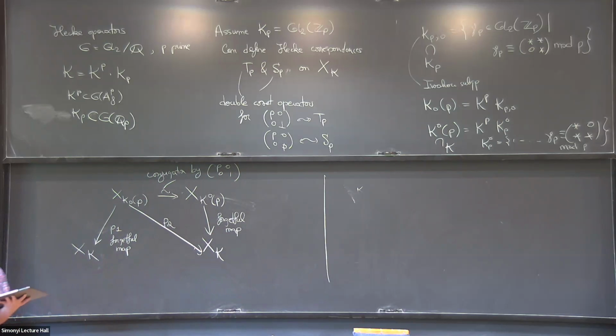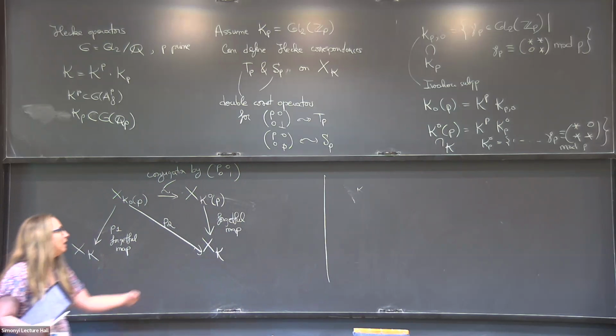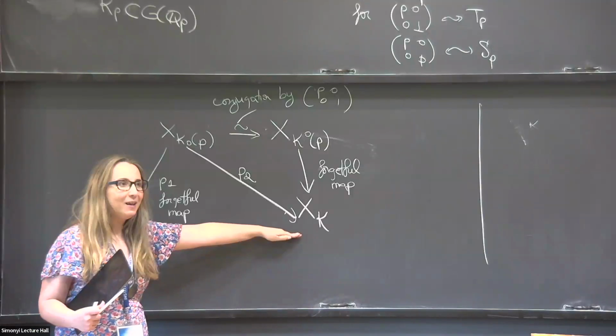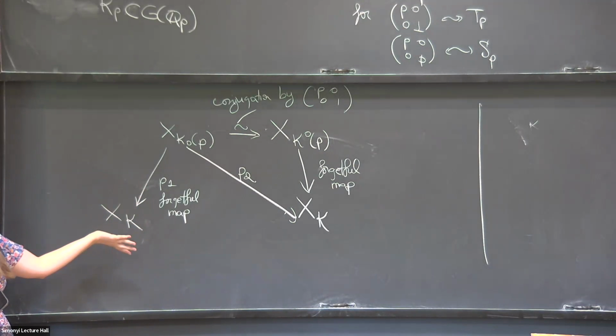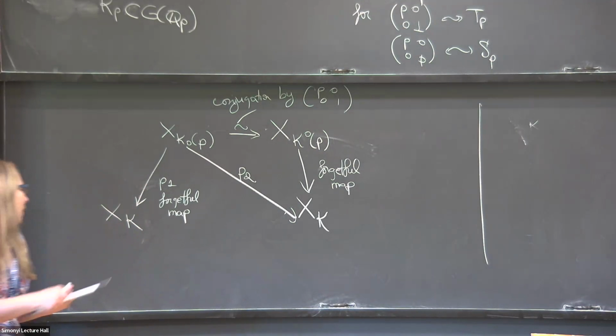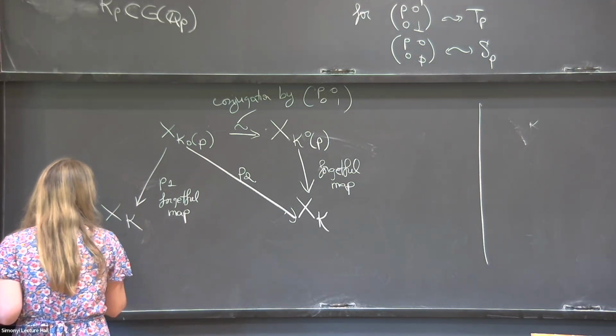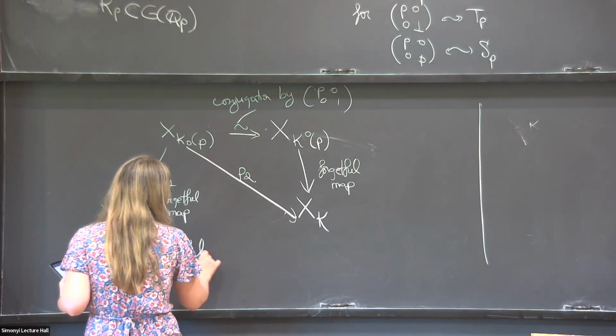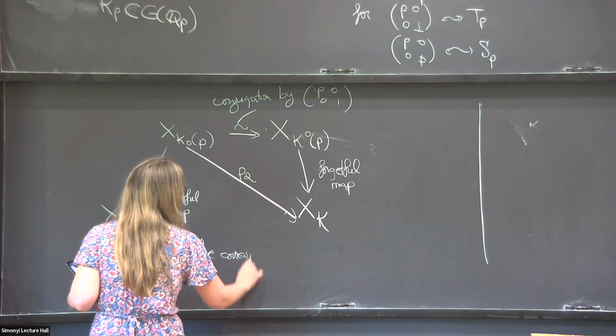And so this is what a correspondence is. I'm not going to really get a map from X_K to itself, but what you want to get is this kind of hat, where there's one space that maps by some finite map, just a covering map, to my space, and then by a different covering map to the space. And then this is what the Hecke correspondence T_p is. So this defines the Hecke correspondence.